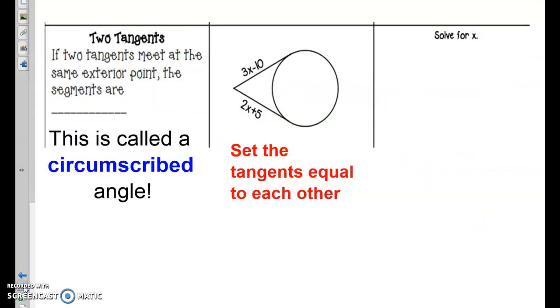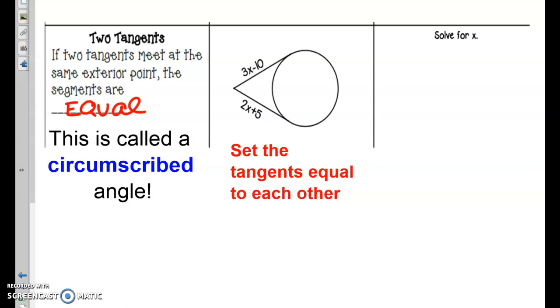All right, now we're going to talk about what happens if two tangents meet. How can we find the lengths of those tangents if they're two tangents and they meet outside the circle? So if two tangents meet at the same exterior point, exterior means outside of the circle, then the segments are equal. This is called a circumscribed angle. So this right here, when the two tangents meet at a point outside of the circle, the tangents are equal to each other, and that type of angle does have a name.